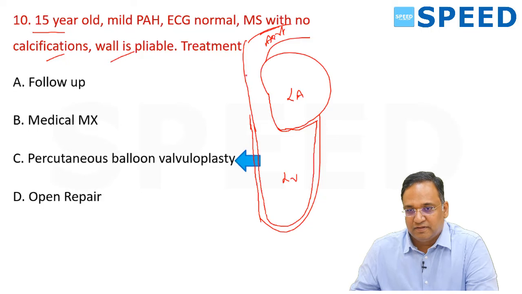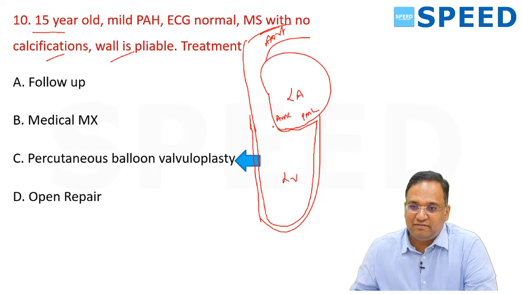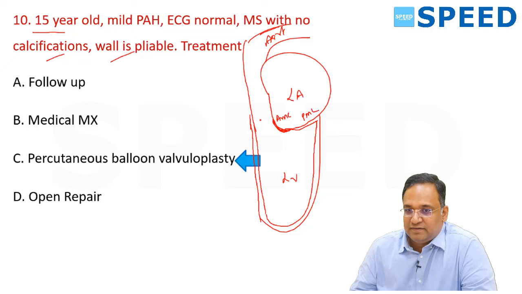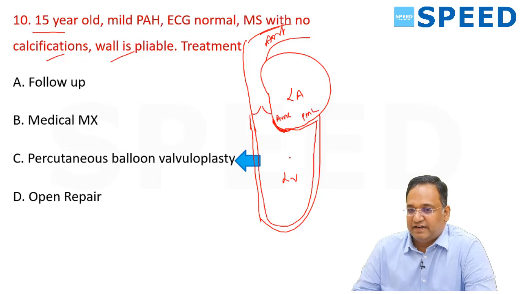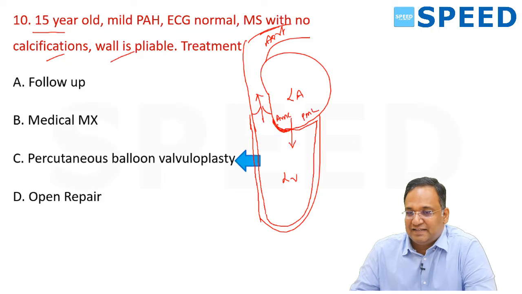And this is the anterior leaflet, AML, and PML. This is also a question: which valve will act as a barrier between the inflow tract and the outflow tract? The inflow tract is left atrium to left ventricle. The outflow tract is left ventricle to aorta. So, this is the inflow tract and this is the outflow tract. What acts as a guardian or barrier between them is the anterior mitral valve, the anterior mitral leaflet.